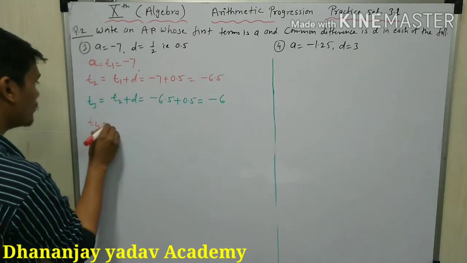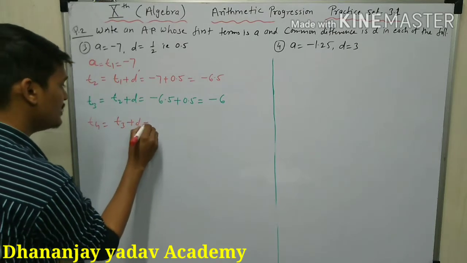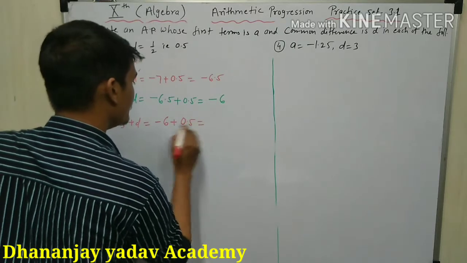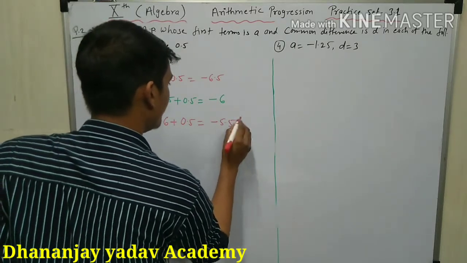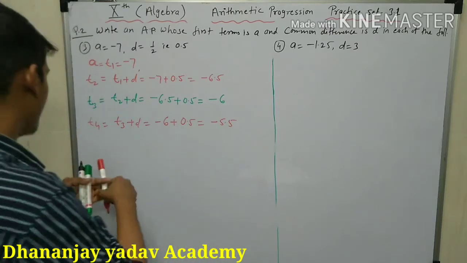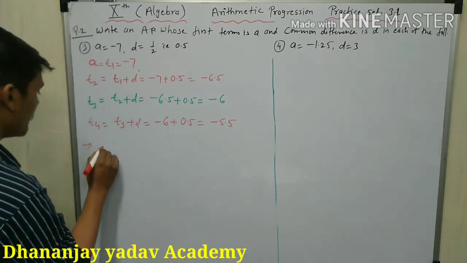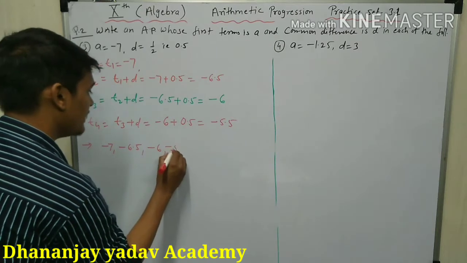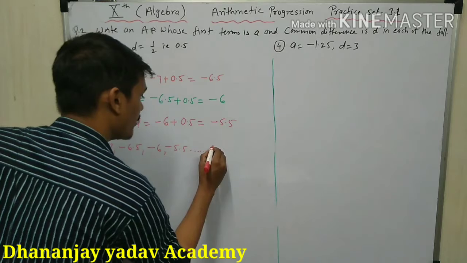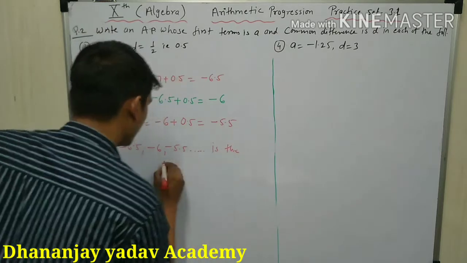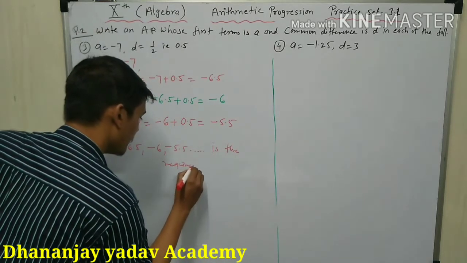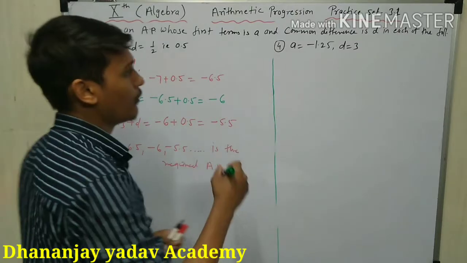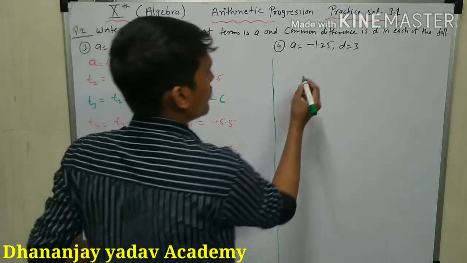Now T4 is equal to T3 plus D, which is T3 is what? Minus 6 plus 0.5 is equal to minus 5.5. Understood? Now you can write here: minus 7, minus 6.5, minus 6, minus 5.5, dot dot dot is the required AP. Understood?